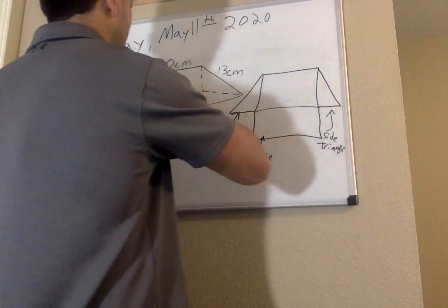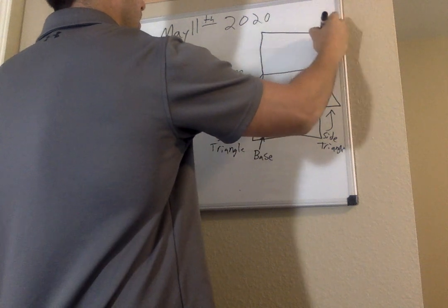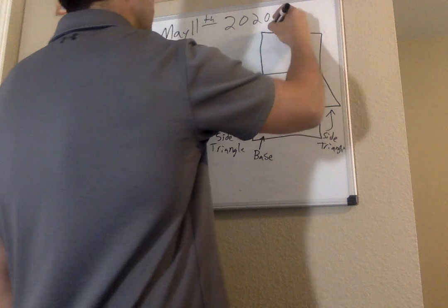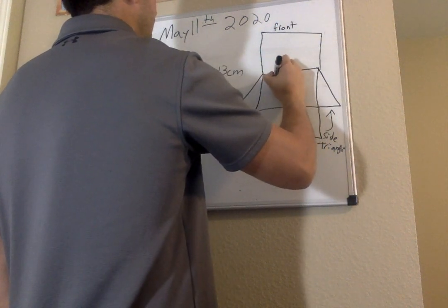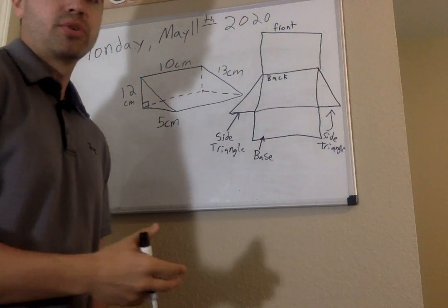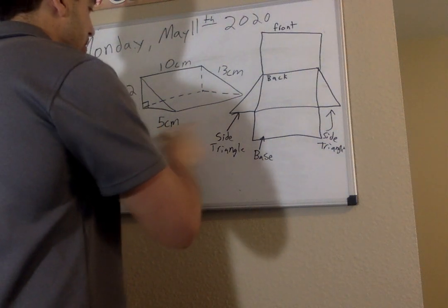And then we have the large rectangle, and we'll call this the front. So that's the front. This is the back. And that's the base of it. So now I've broken it up, and I'm going to go over the dimensions of it.